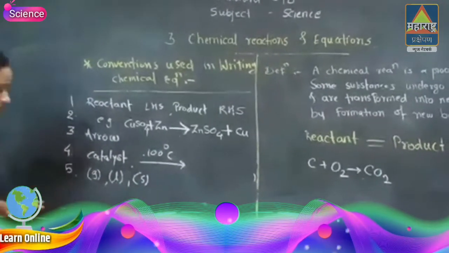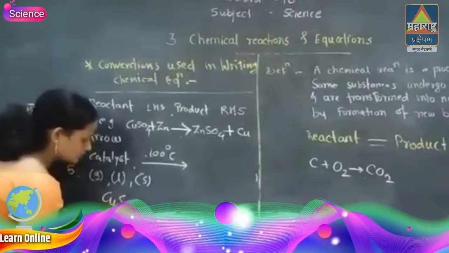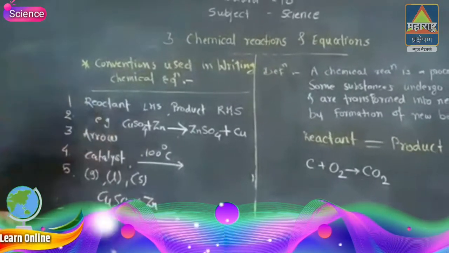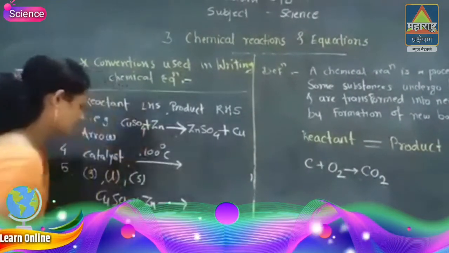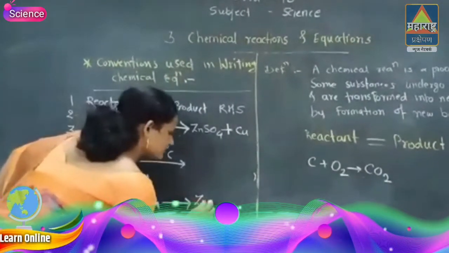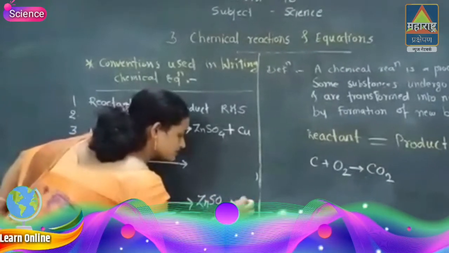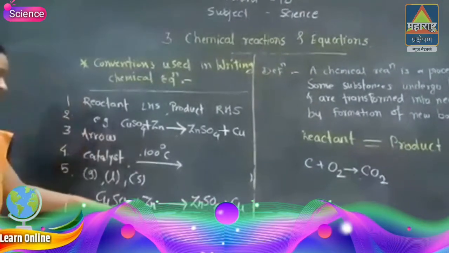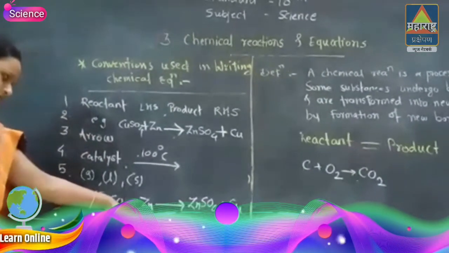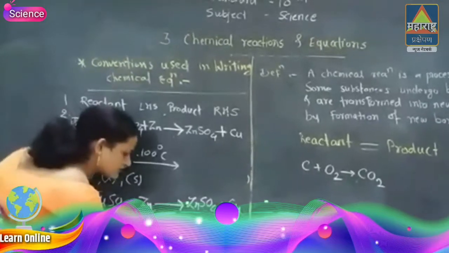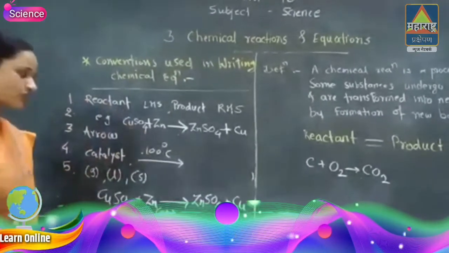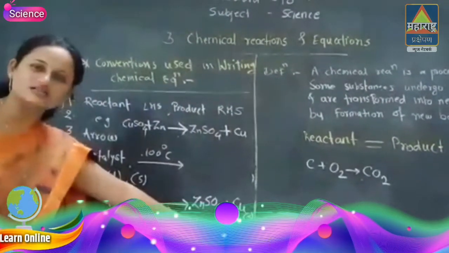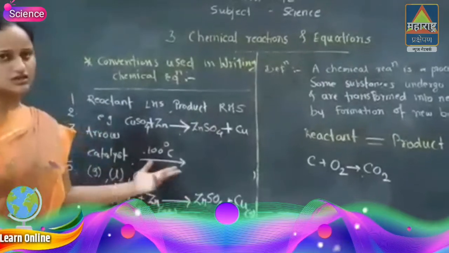For example, CuSO4 plus Zn gives zinc sulfate plus copper. If we take a solid substance, then write small s as a subscript. If we use an aqueous solution, then write aq. So we can write the physical state in this way in a chemical reaction.